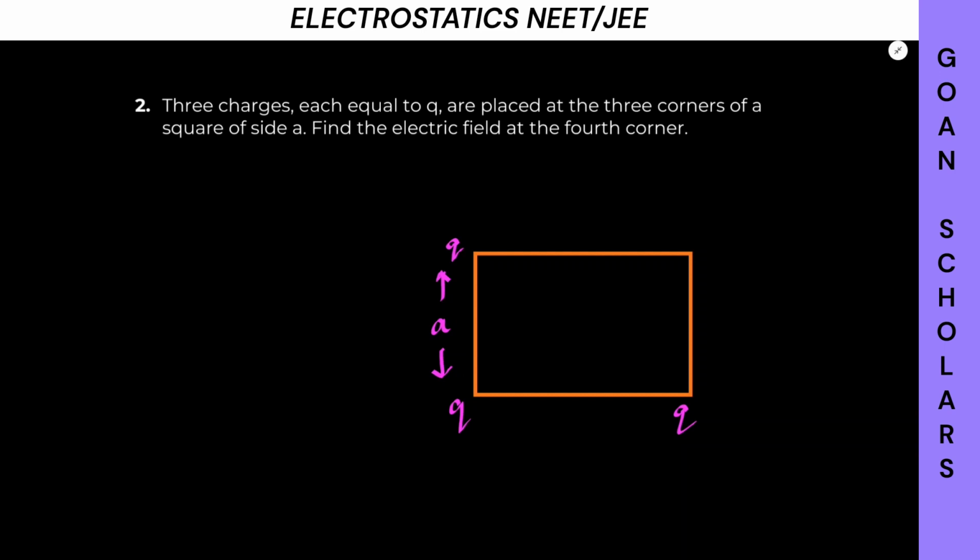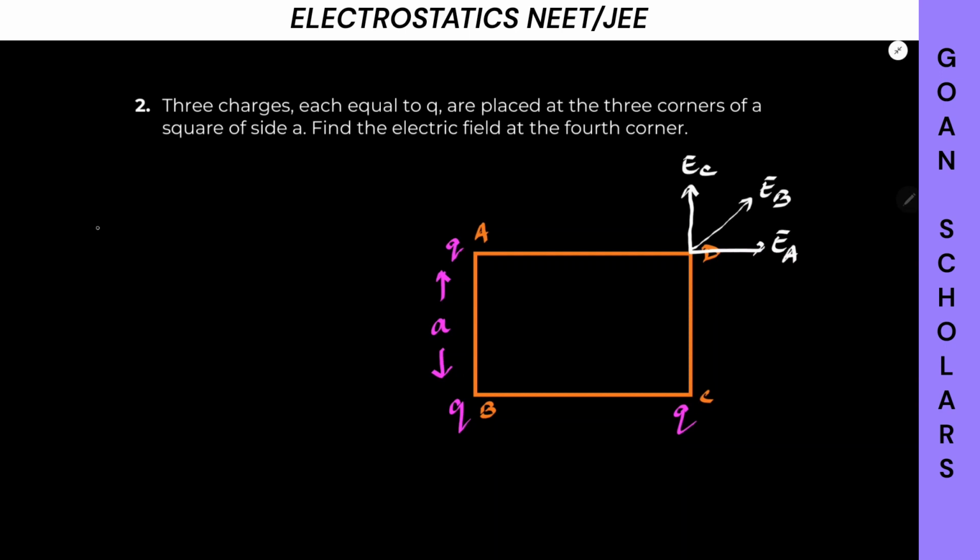So let's find the electric field at the 4th corner. This is our A, B, C, D. We have to find the electric field at D, correct? So what will be our field due to the first charge at point D? Radially outward, right? This is EA. Electric field due to the charge at C will be radially outward because it's a positive charge, EC. Electric field due to B is along the line joining and in this direction. I hope this is clear.